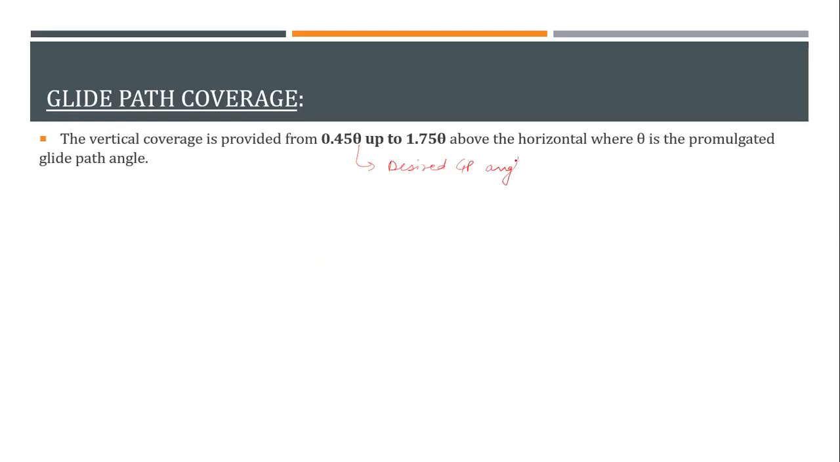Okay. Now, if you know what is the desired glide path angle here, 0.45 into 3 gives you the first value, what it is equal to, 1.35. Yeah. To 1.75 into 3, because the desired one is 3 again here. So it becomes how much? It becomes 5.25. So our values come to 1.35 to 5.25.